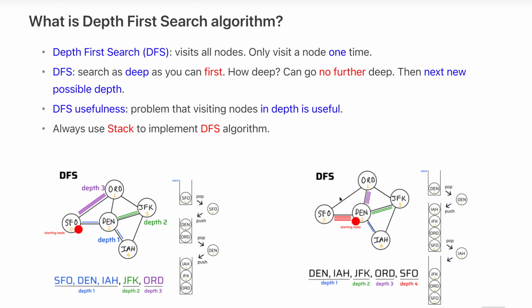The usefulness of depth first search is to solve problems where visiting the nodes in this particular pattern, depth first, is useful. This is one way to think and solve your problem. And in fact, a lot of problems can be solved by this pattern of node visitation, depth first. And remember to always use stack to implement depth first search.